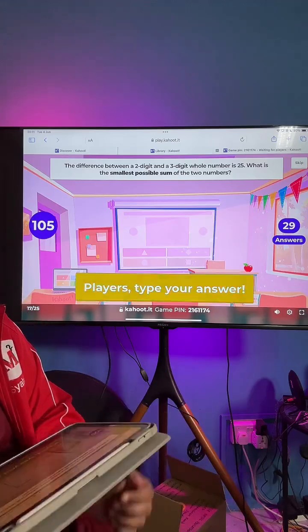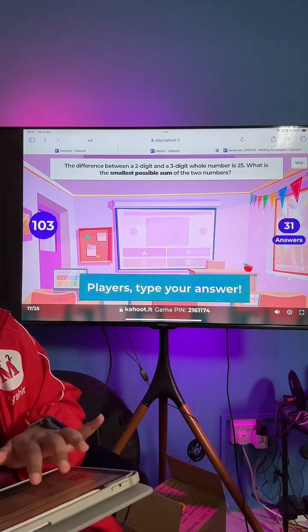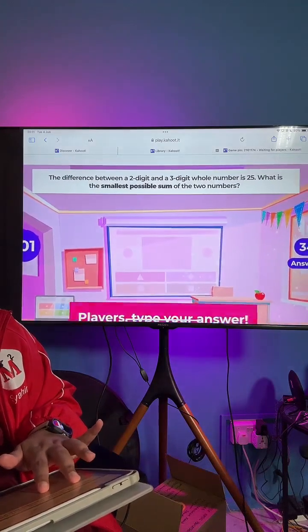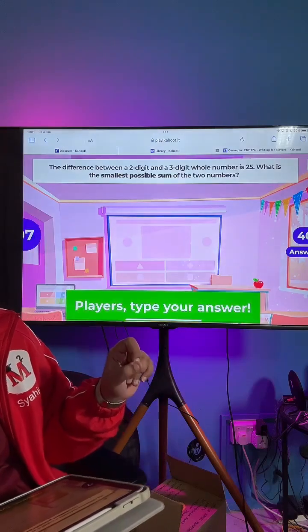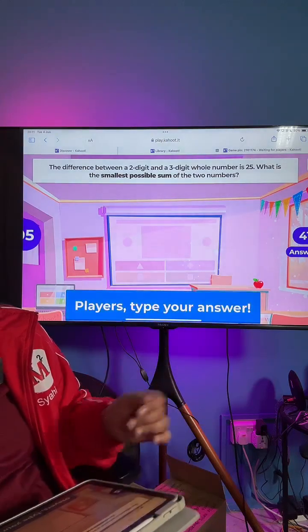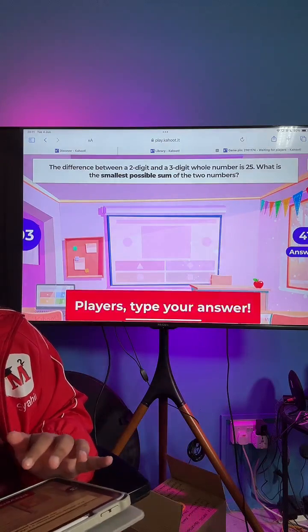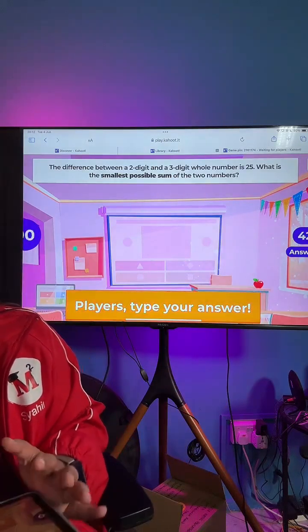Hey, friends, you have to type your answer. The question is right here, let me zoom in for you. The difference between a 2-digit and a 3-digit whole number is 25. What is the smallest possible sum? Okay, smallest possible sum. Yes, we are doing Kahoot for the whole session.